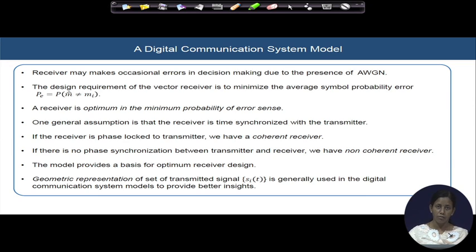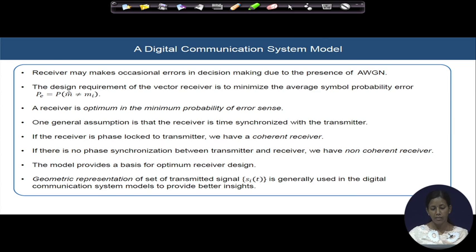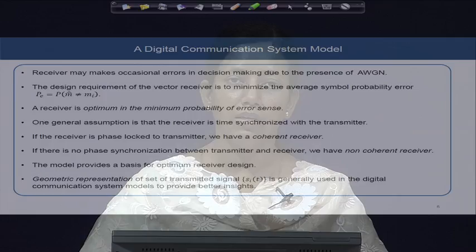This architecture that we have discussed gives us the optimum receiver design, in the sense that the error probability will be minimized. The general assumption in this discussion is that transmitter and receiver are well time synchronized, meaning the receiver understands at what moment Mi changes. Also, if the receiver is completely phase locked with the transmitter, we call it a coherent receiver, and if the receiver is not phase locked with the transmitter, we call it a non-coherent receiver.